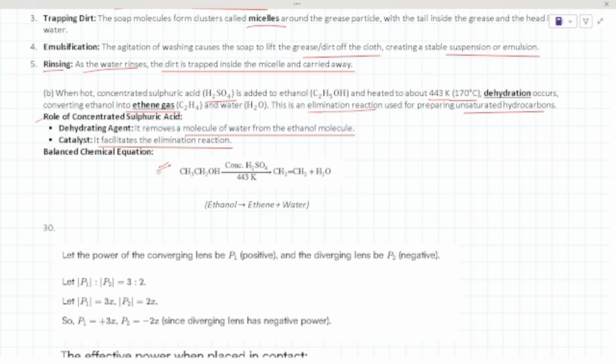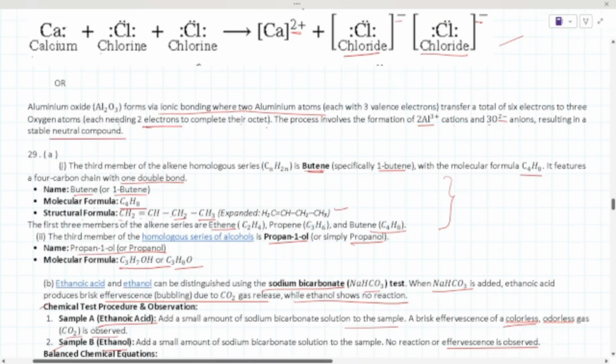So here is the balanced equation. You can see here CH3CH2OH, that is ethanol, heated with concentrated sulfuric acid, H2SO4. It will form ethene, CH2=CH2, and water, H2O. Okay, any doubt?